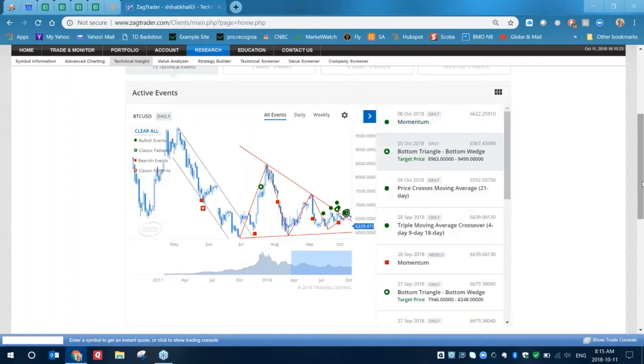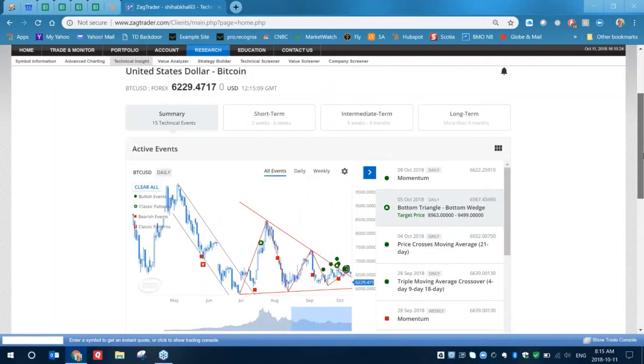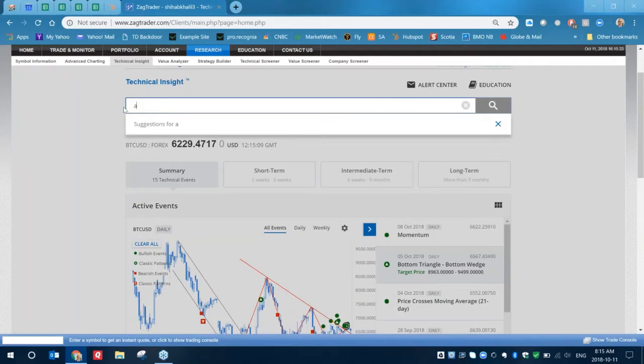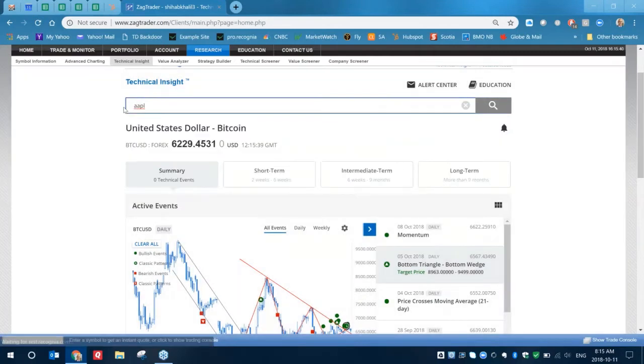So let's take a look at another stock, and what's certainly interesting this week is some of the U.S. technology stocks, because there's been a bit of a meltdown in the U.S. markets this week. So people who are perhaps holding a position in some of these technology stocks or looking to get into a position may be interested.